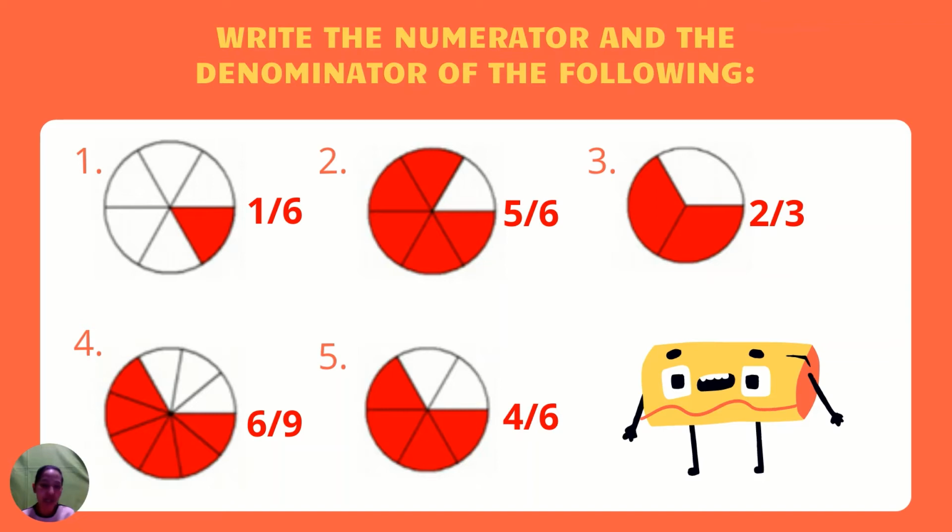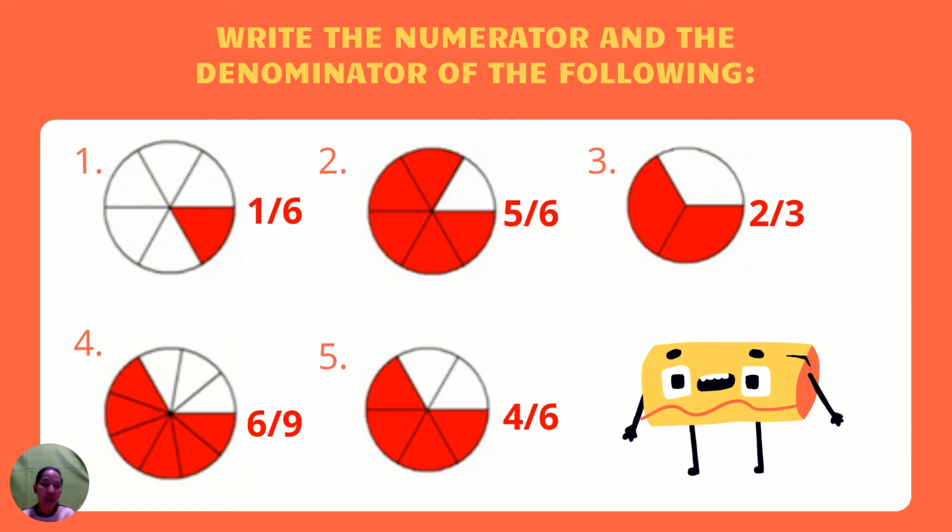Number 2 naman na answer is 5/6. Bakit? Kasi 1, 2, 3, 4, 5 yung shaded part and 6 parts meron yung isang whole. Number 3 naman, the answer is 2/3. And then number 4, ang answer naman niya ay 6/9.